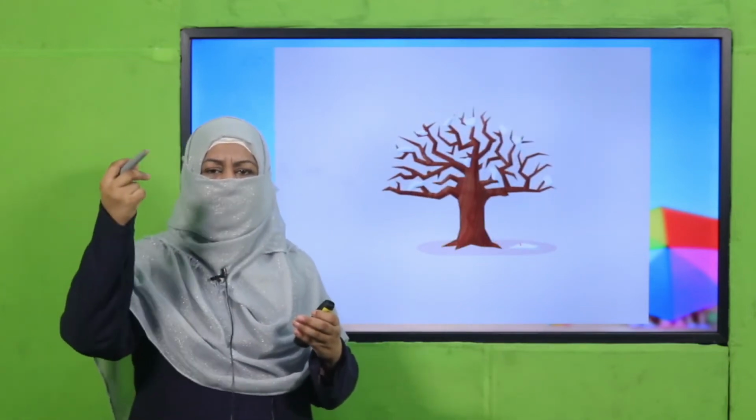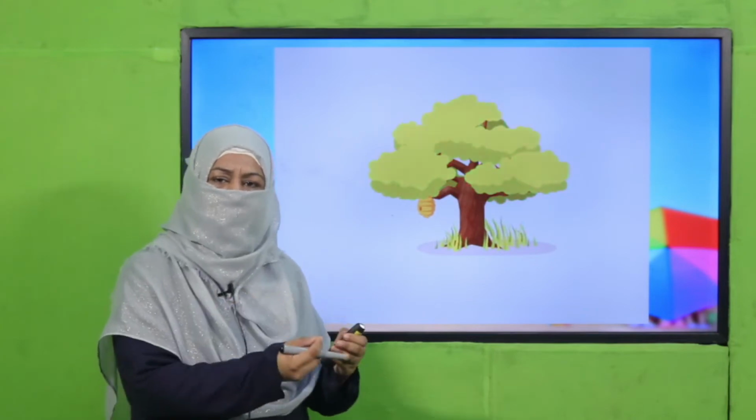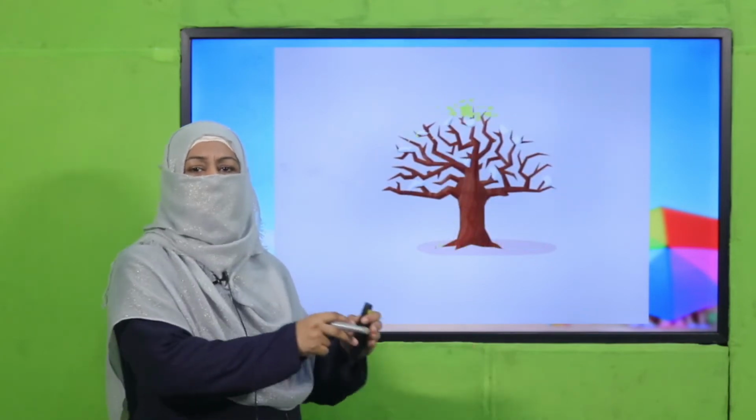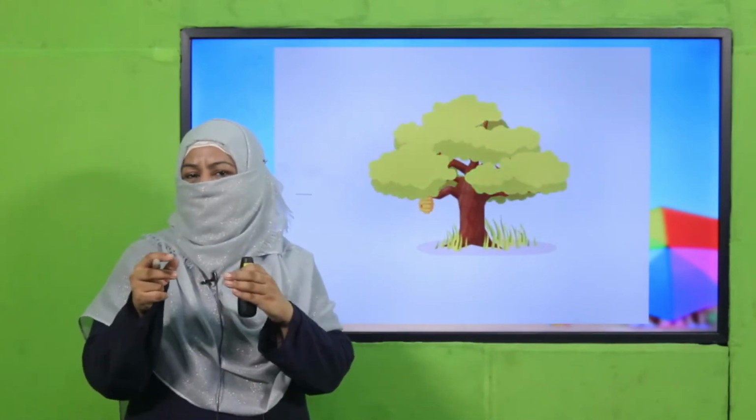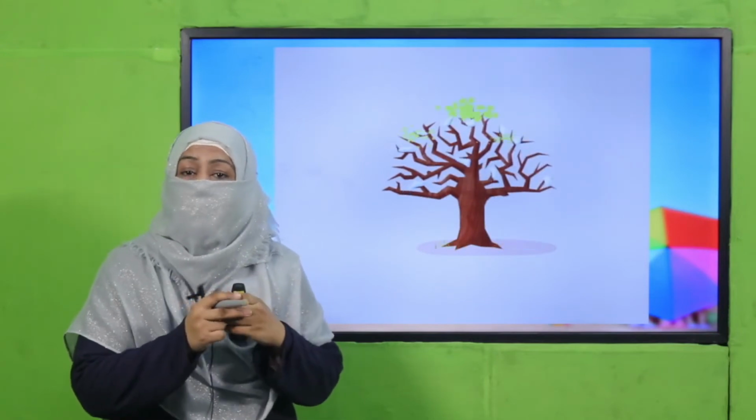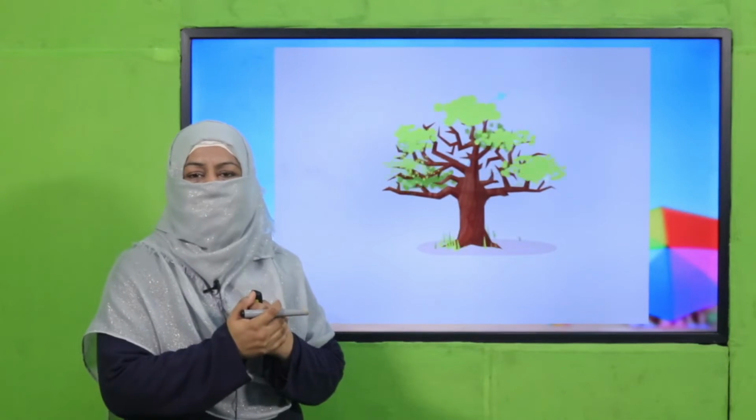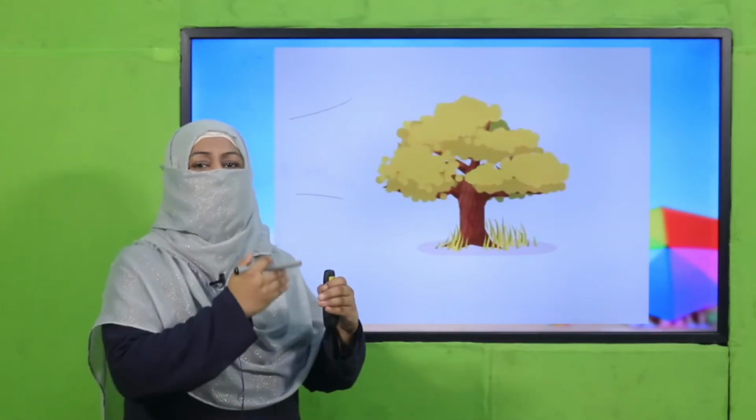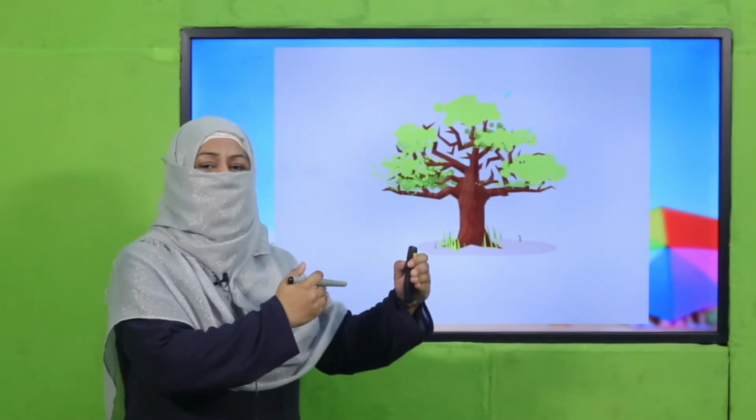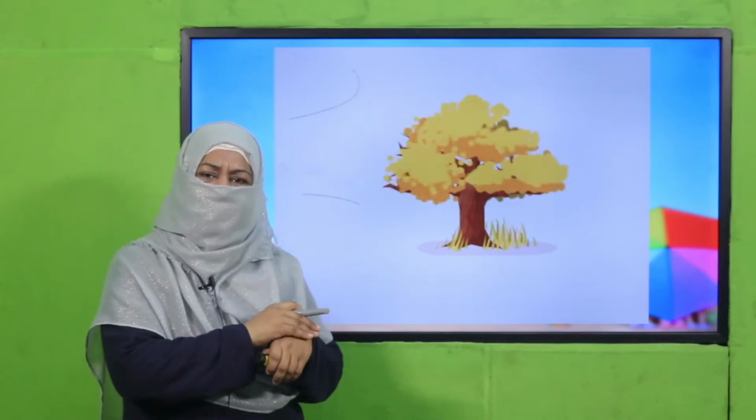It's dawn time, then morning, then noon, afternoon, evening, night. Not a single step is missing, subhanallah. So this is the definition of a sequence. No step is missed, and one follows the other. Do you understand what a sequence is?